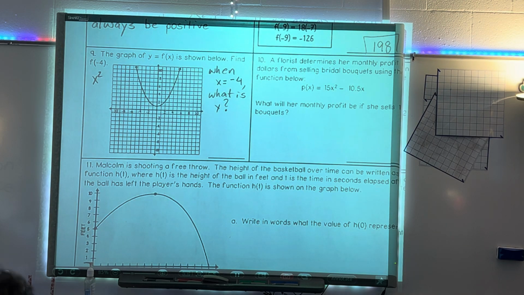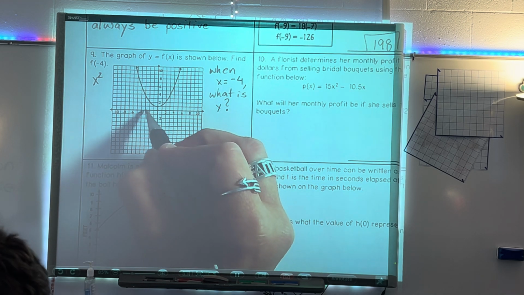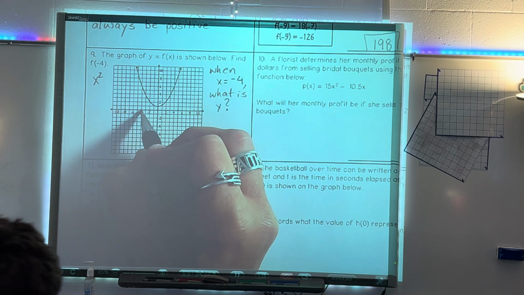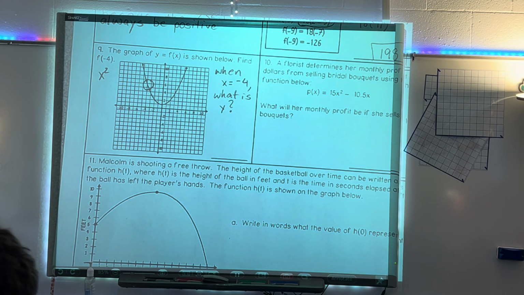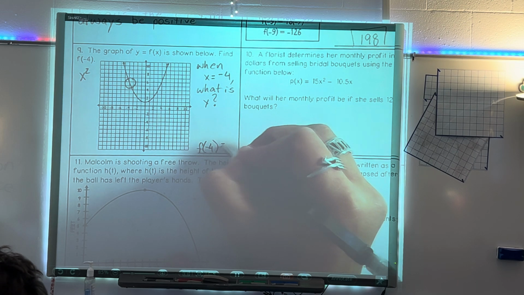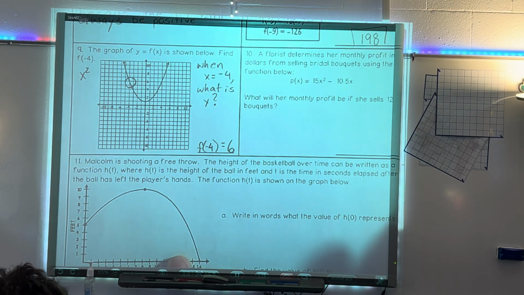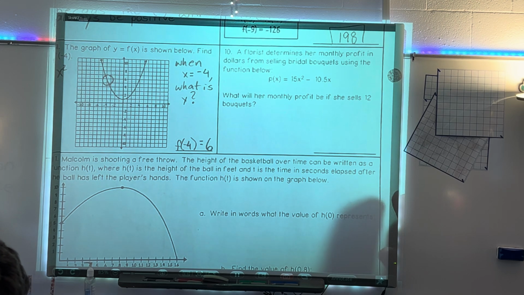Because remember, every single function that we deal with ties to a graph. So in this problem, if I want f of negative 4, then that means on my graph, I'm going to go find where x is negative 4. So I'm going to count over here to negative 4, and then I'm going to go up and find f of x or y. What is that value? Positive 6. So f of negative 4 is equal to positive 6. That's how that answer would be written. Are y'all okay there?